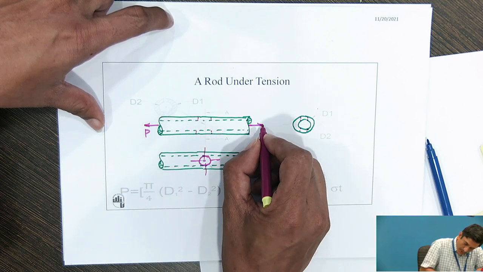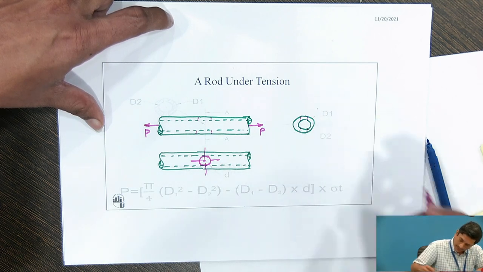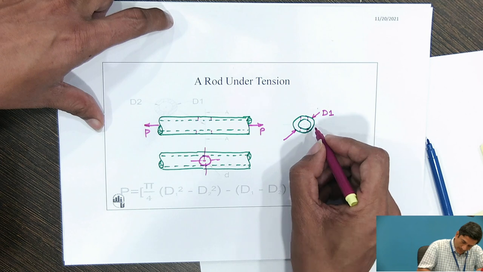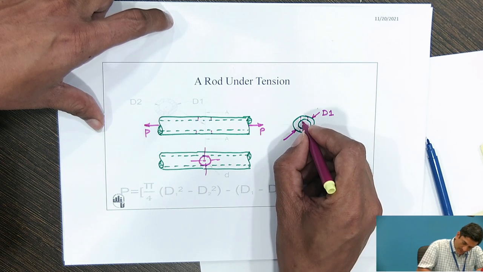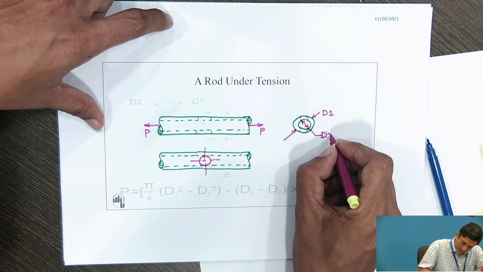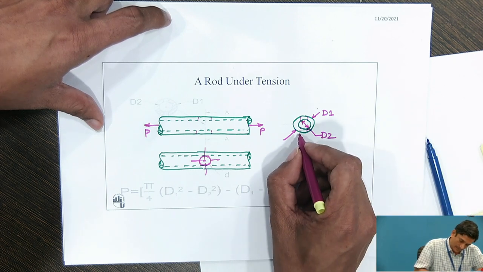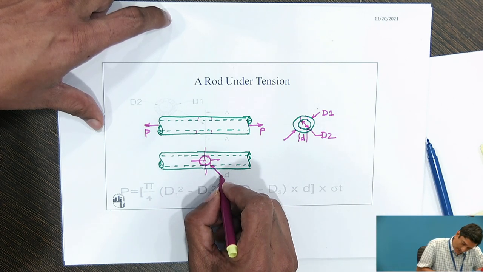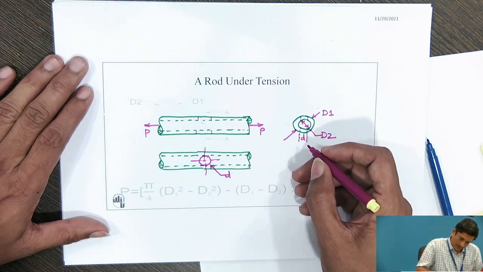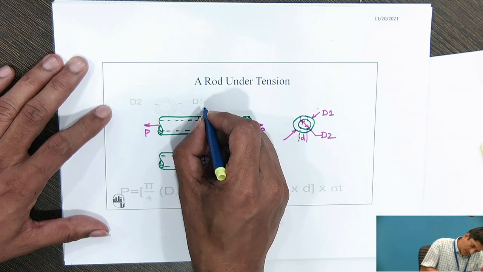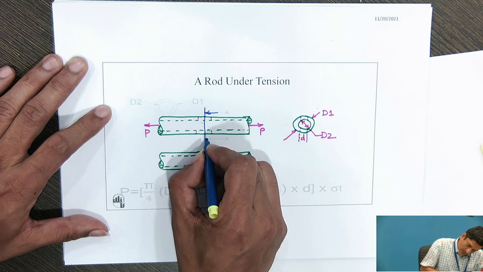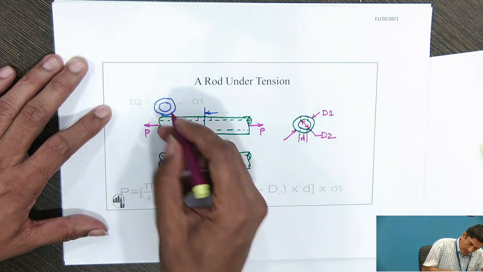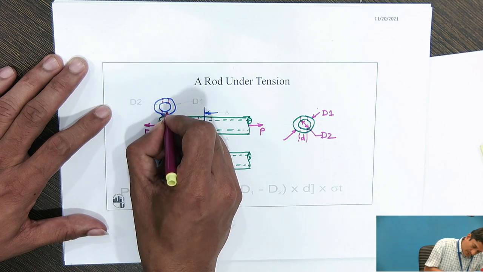The force is P, the component is loaded in tension. Outside diameter for this circle is D1. The inside circle diameter, for this hollow portion, is D2, and this, if I extend, this dimension is small d. You can see over here the circle is having the diameter equal to small d. If I take some section over here, some plane, and look at it, the area is like this, inside circle, outside circle, but I need to reduce. This is the drilled hole.